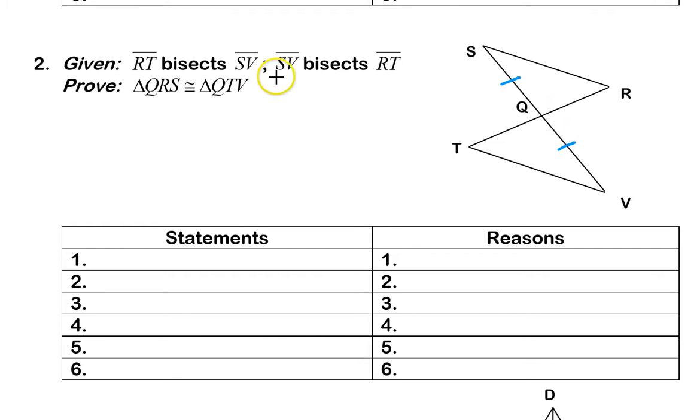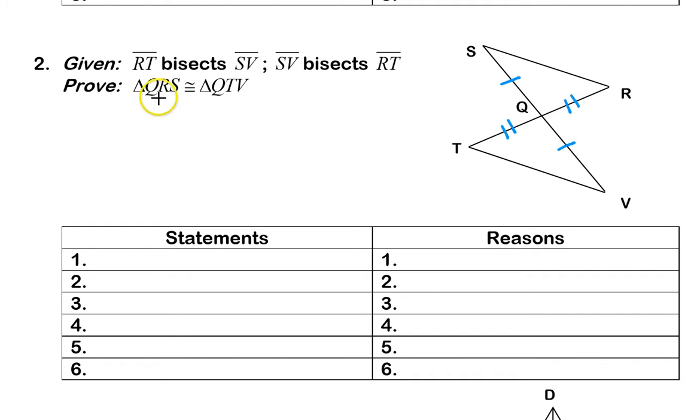All right, and then if you read the second given statement, it says the same thing in reverse. It says that segment SV bisects RT. So here's SV, and it's bisecting RT. It's cutting RT in half. So I could also mark this side congruent to this side. So make note, I didn't do just a single tick mark for all of them because I don't know if they're all congruent to each other. I do know that this side and this side are congruent, and then these two sides are congruent. Okay, just a little side note there.